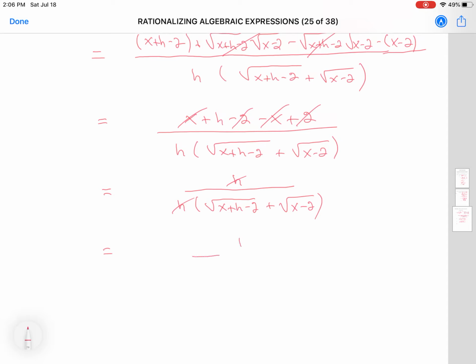There it is, hence achieving our final answer, 1 over the root of x plus h minus 2 plus the root of x minus 2. And that is the final answer for this problem. And that's also the last problem of this short module.